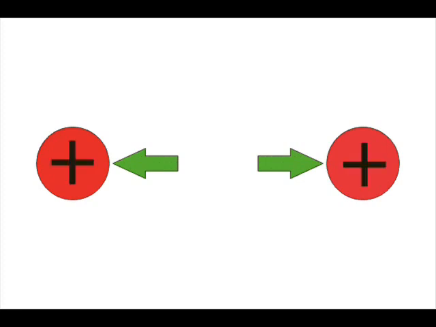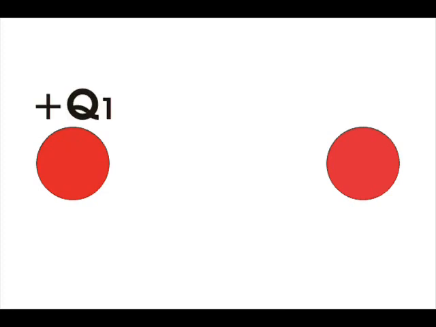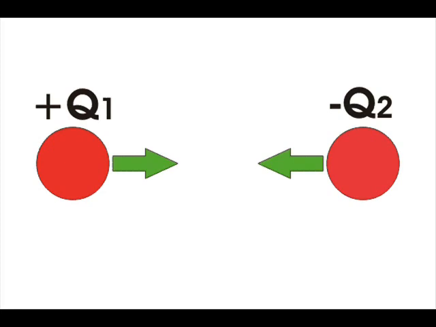If the bodies are charged by similar electrical charge, they will repel each other. If the bodies are charged by opposite electrical charge, they will attract each other. Suppose one body is positively charged with plus Q1 and the other body is negatively charged with minus Q2. The force acting between them is attractive.